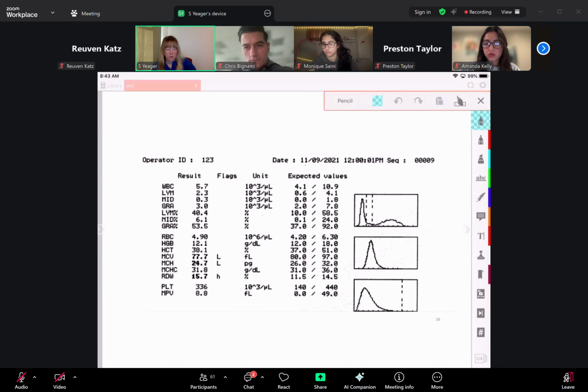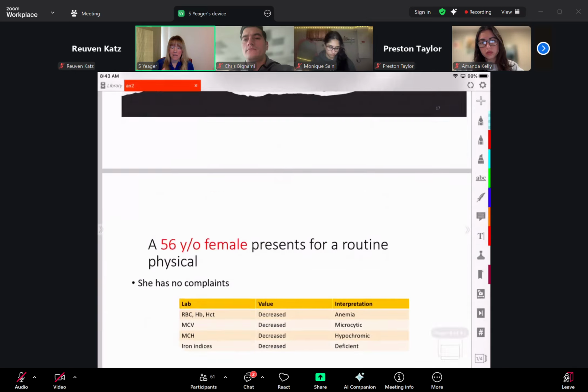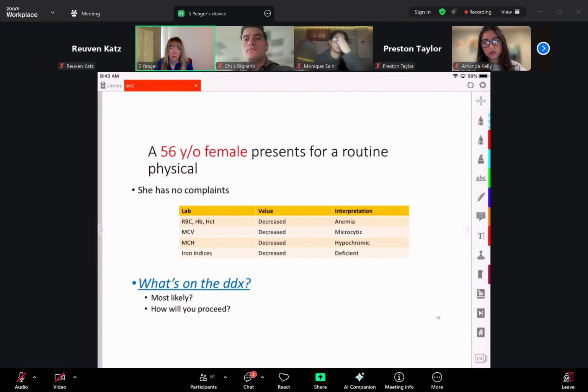You have a patient who has microcytosis, hypochromia, those are both down. RDW is increased. So same story as the last one. And let's just tie that into a case. So we have a 56-year-old who comes in for a physical. She has no complaints. And red blood cells, hemoglobin, hematocrit, they're low. So there's anemia. MCV is low, there's microcytosis. MCH is low, hypochromia. Iron indices, we're just being generic right now, they're decreased. So she has an iron deficiency anemia.